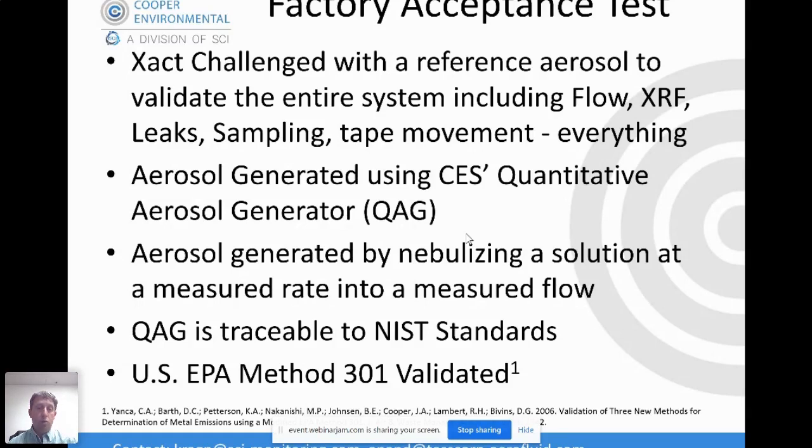And then finally, this approach has been validated by the US EPA under Method 301, which is EPA's method for validating different measurement and measurement validation technologies.